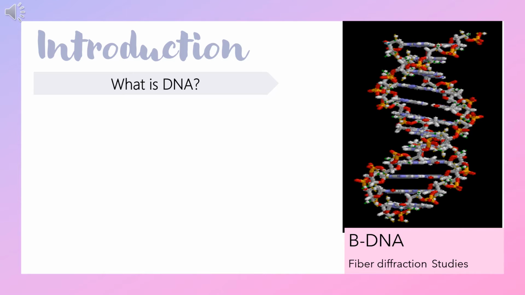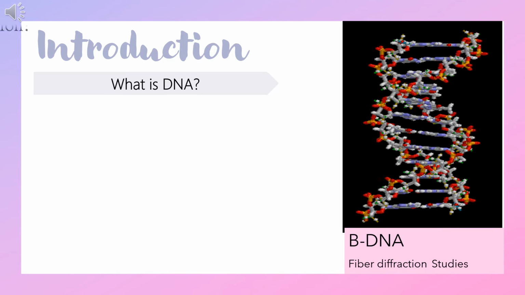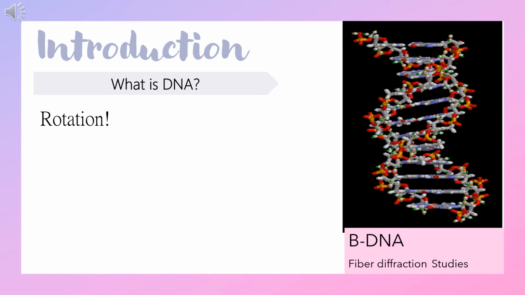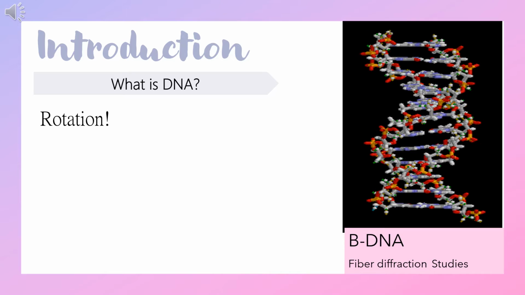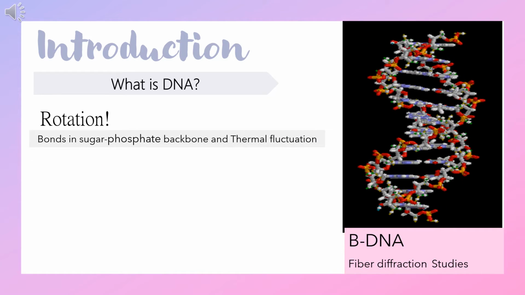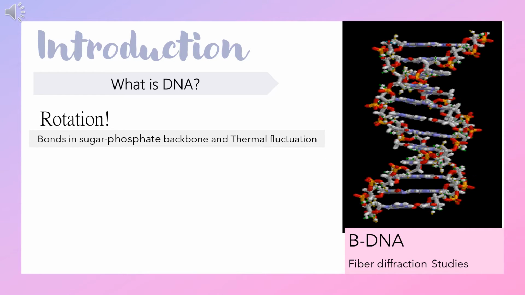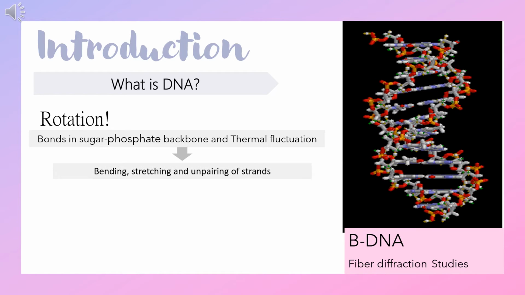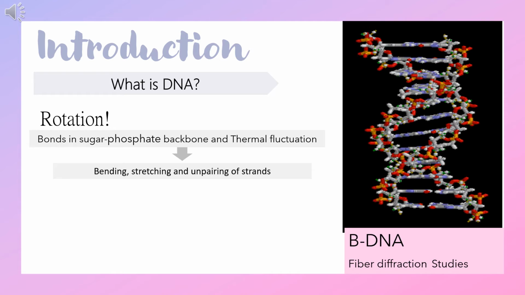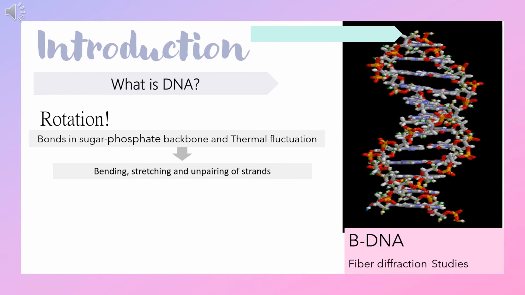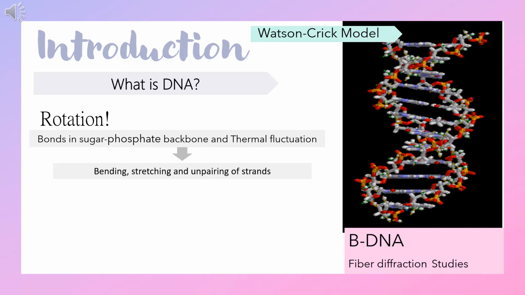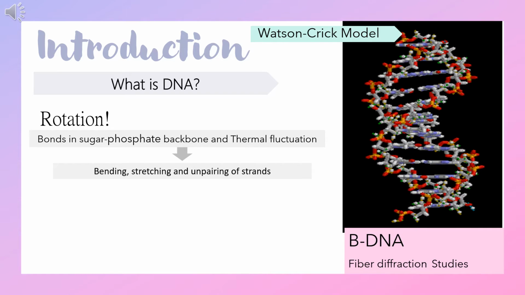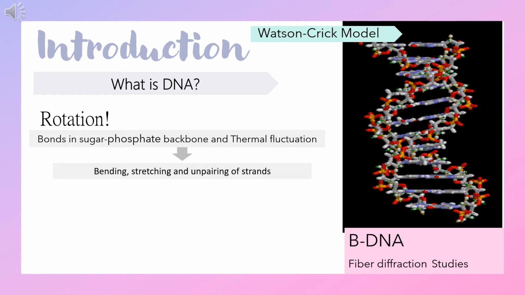DNA is remarkably flexible as a molecule. Considerable rotation is possible due to the number of bonds in the sugar phosphate backbone and terminal fluctuation that can bring about bending, stretching, and unpairing of strands. Many significant deviations from Watson-Crick DNA structure are found on a cellular level, some of which may play important roles.